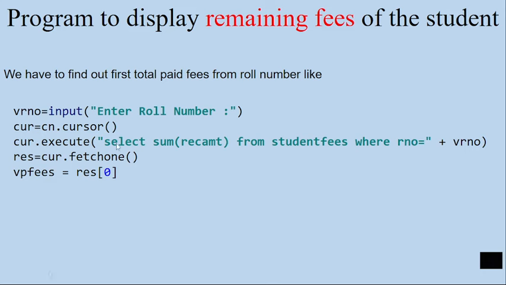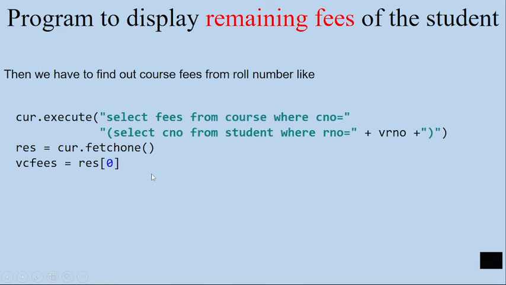Okay, so we are taking the first roll number and then using that roll number we are trying to find out total paid fees. This is again a single record, so we are using fetch 1, and this is only a single column, so this is a 0, only one column, so I am getting that as VP fees.